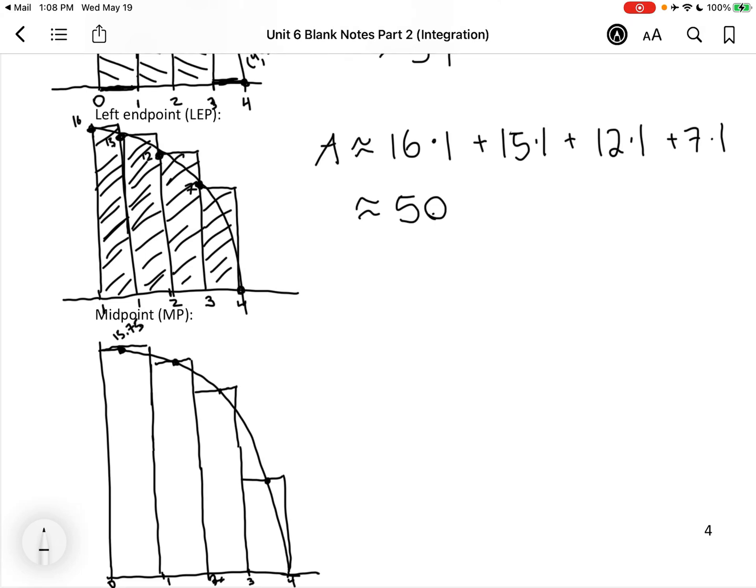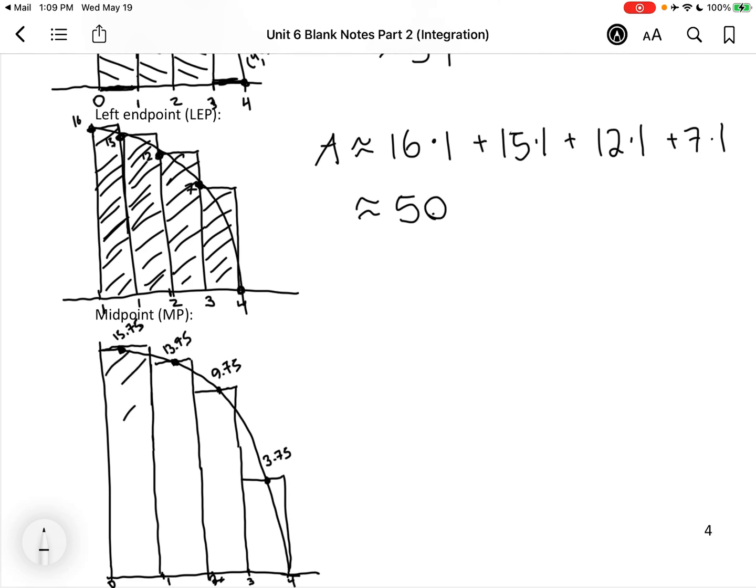Okay, and this is 1.5, right? This is between 1 and 2, so f of 1.5, 16 minus 1.5 squared, is 13.75. Okay, and this is between 2 and 3, so this is 2.5. So 16 minus 2.5 squared is 9.75. And then this is between 3 and 4, so that's 3.5. 16 minus 3.5 squared is 3.75.